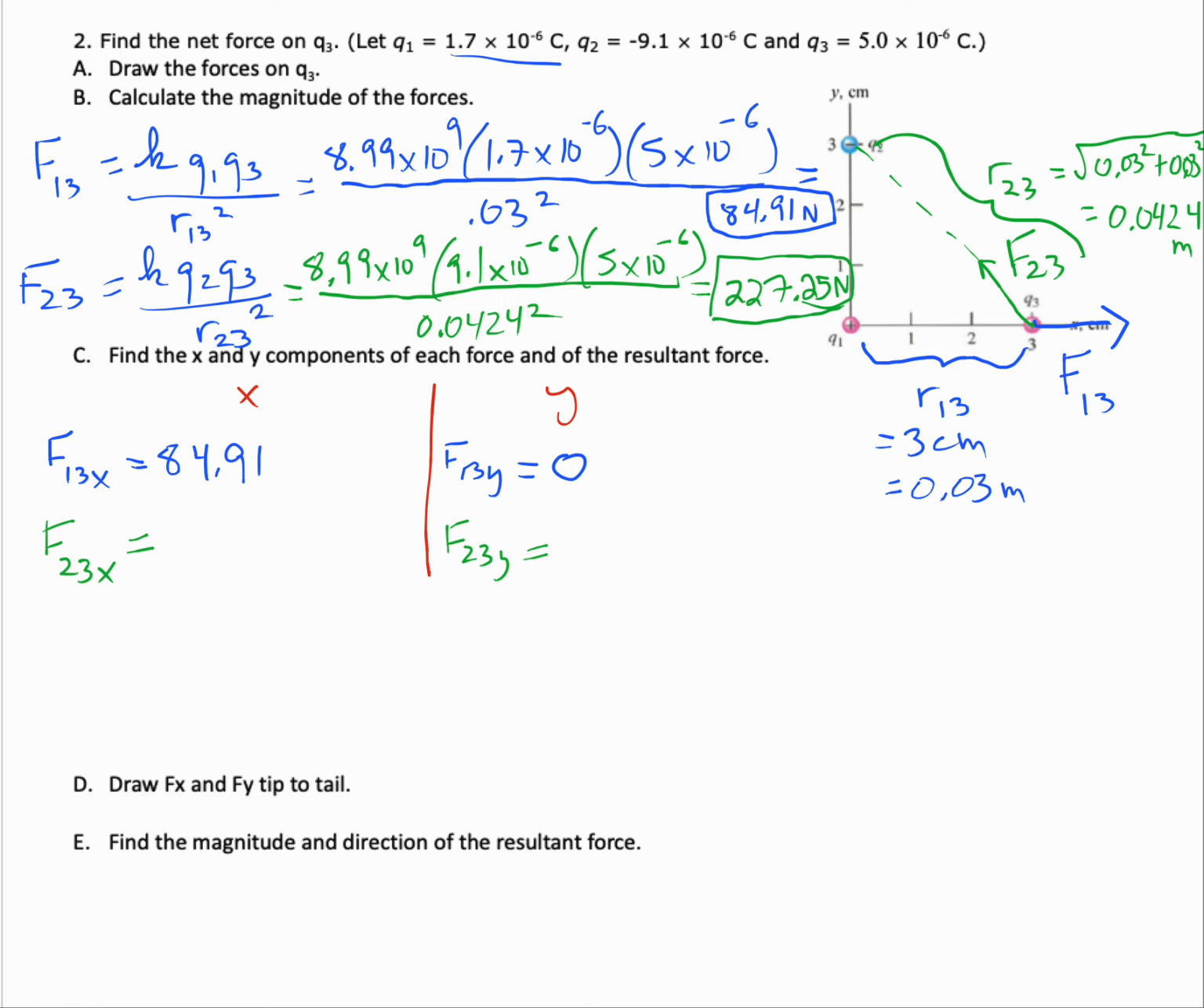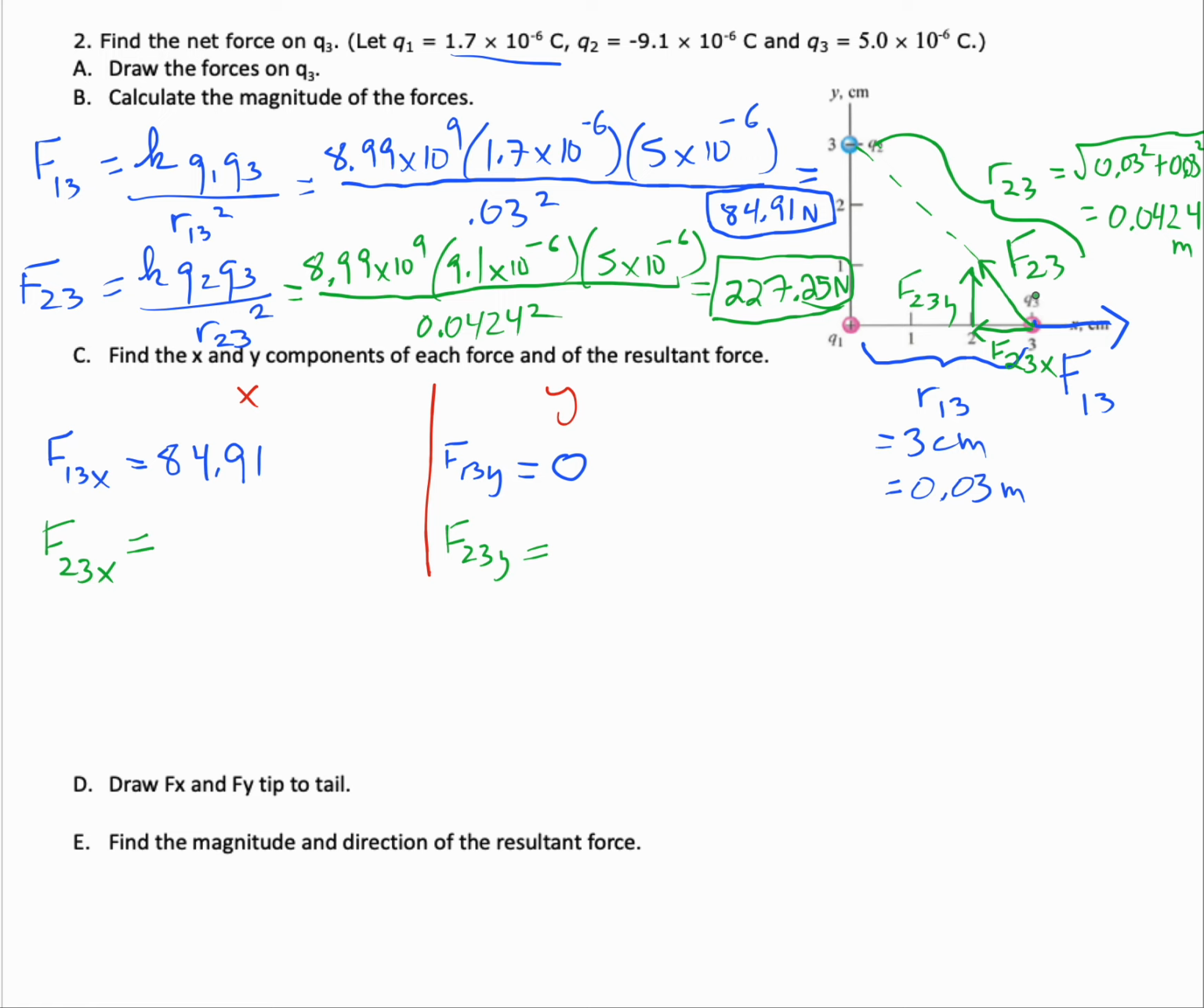And then we can look at the x and y components of F23. We notice that F23 is a diagonal force, so we want to go ahead and draw its components. Because the force is going to the left and upward, we can draw a component going to the left. That's going to be the x component, F23x, and there's going to be a component going upwards, which is F23y.